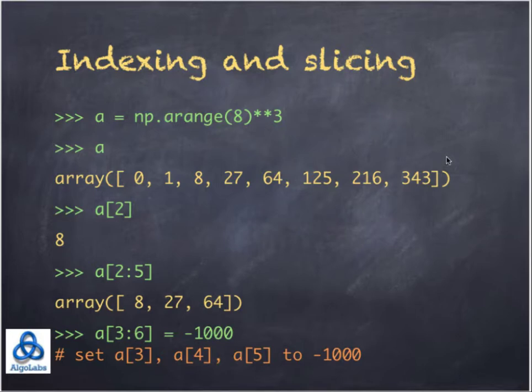Now, here is something which is slightly different. If we set a slice to a value, then it sets every position in that slice to that value. So if we say A[3:6] is equal to -1000, then A[3], A[4], and A[5] are all set to -1000.